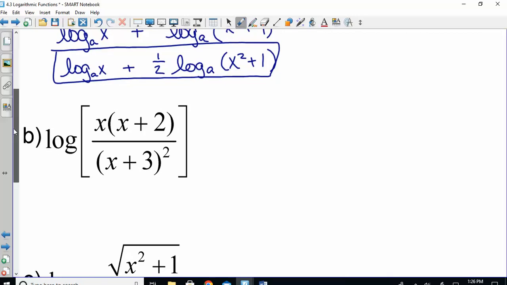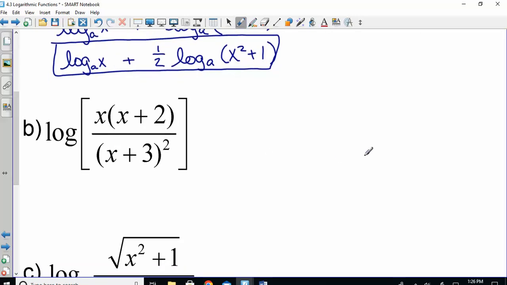Let's look at B. How many different logs will I have to have this time? 3. The top has 2 things multiplied, so each of those will get a log, and the bottom is divided by something, so that one's going to get a log. Can I do everything in one step? I don't have a base written, so you can just leave that off.